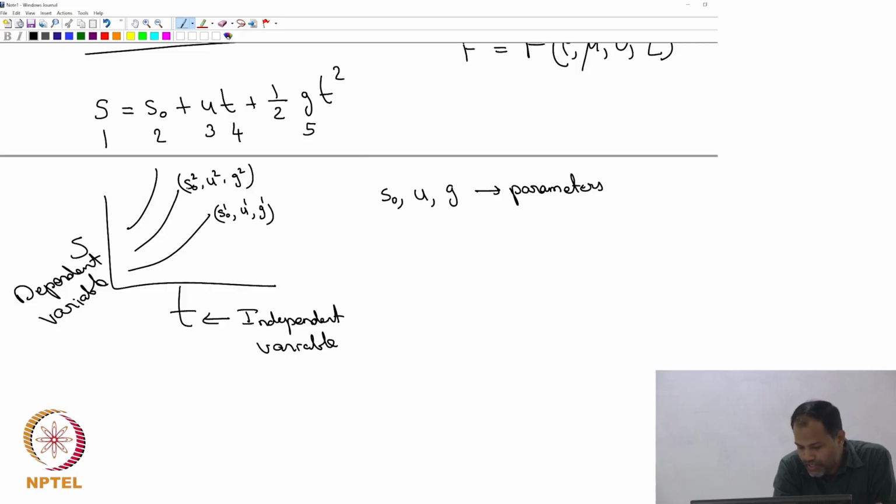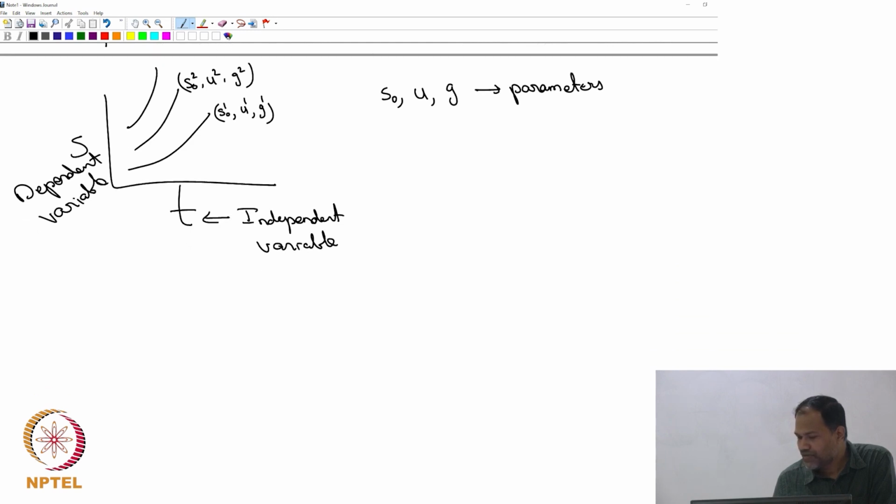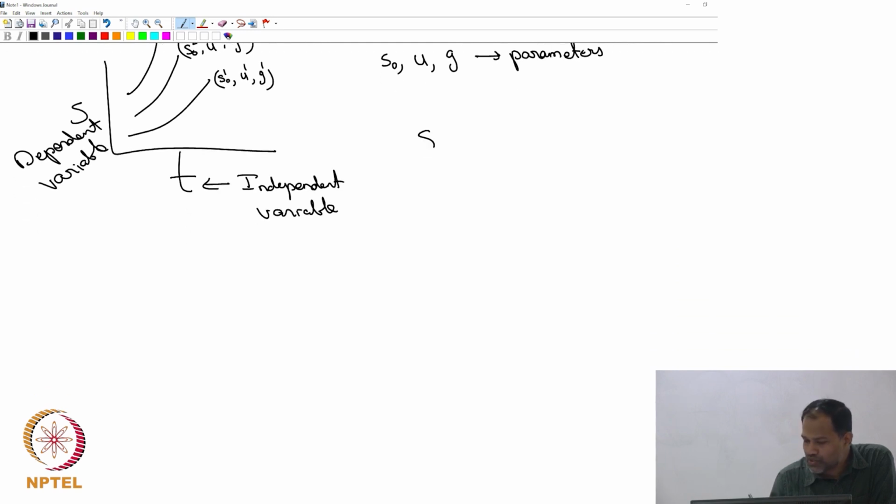So you have got in this particular problem 5 variables, out of which you have identified a dependent variable and an independent variable and 3 parameters. Out of which I will say we will select 2 scaling parameters.